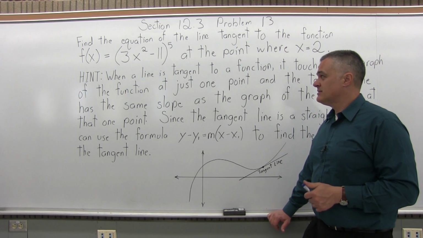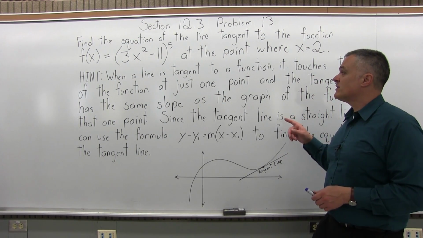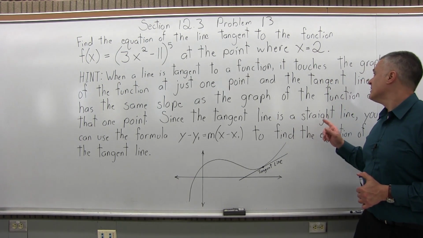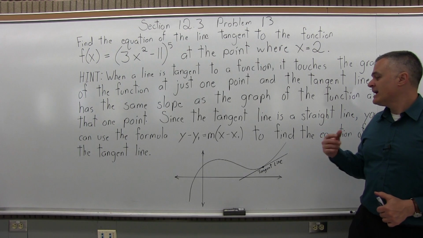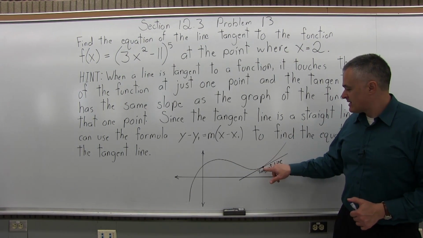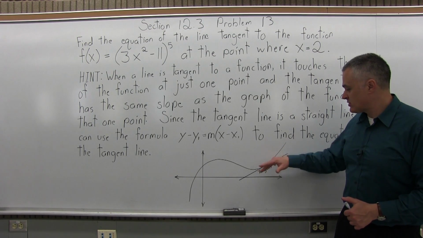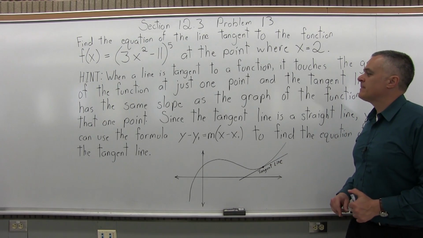The hint says, when a line is tangent to a function, it touches the graph of the function at just one point, and the tangent line has the same slope as the graph of the function at that one point. So you have a graph of a function, a straight line that touches at one point, and at that one point the straight line and the curve, the function graph, has the same slope.